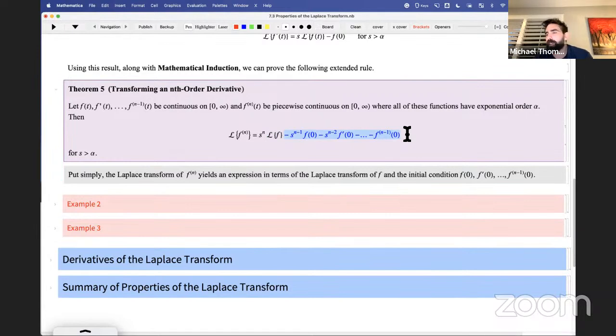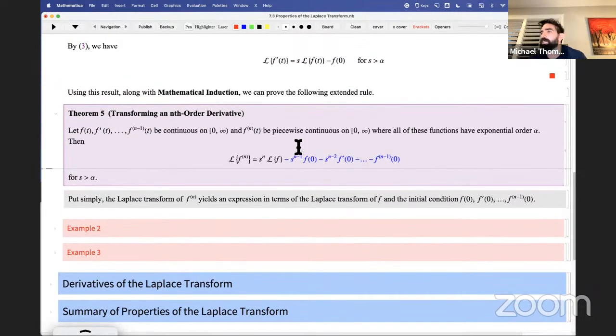Now, if you think about what that garbage is, it's basically a polynomial in s where the coefficients are all of the initial conditions. What you want to notice when you're looking at this is patterns, to help you remember. Up here, when we did the first order derivative, which is just a special case of this, I put a single s there, first order. This is an nth order derivative, so we did s to the n. Does that make sense?